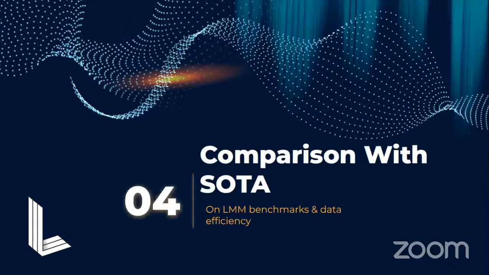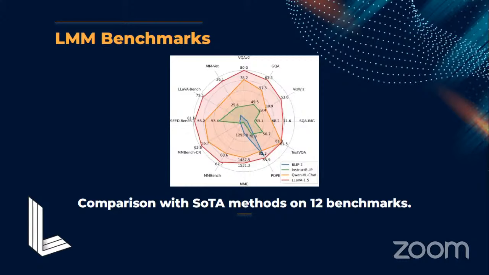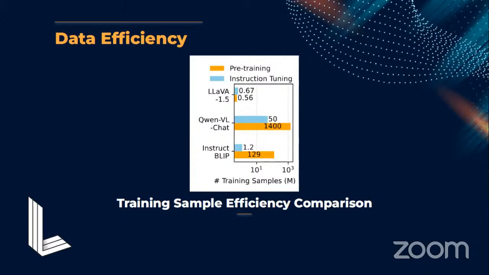So now let's compare this work to the other state-of-the-art models on both benchmarks and data. As you can see in this figure, the LLaVA 1.5 model outperforms the other state-of-the-art models on all but one of 12 benchmarks. And as you can see in this graph, they achieved that with very, very little training data compared to the others, because they had to use a log scale for the x-axis. That's how big of a difference it is. The LLaVA 1.5 model uses orders of magnitude fewer data samples for training, for both pre-training and instruction tuning, compared to other competing models like Qwen-VL and InstructBLIP.